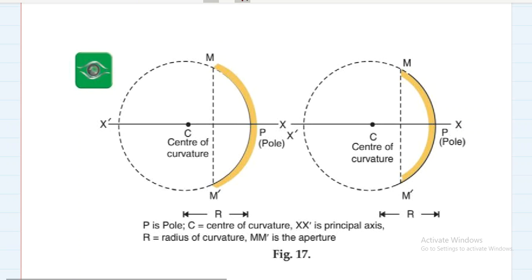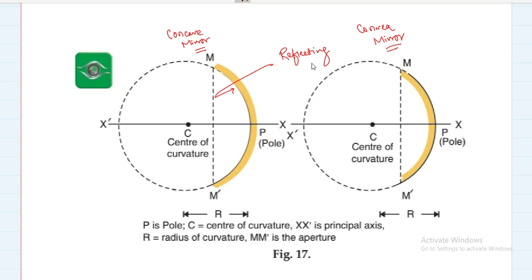We have a concave mirror over here, and we have a convex mirror. So this is the reflecting surface, and here the reflecting surface, let me show you, is caved in in the concave mirror, and here the reflecting surface is bulged out. Caved in, bulged out.